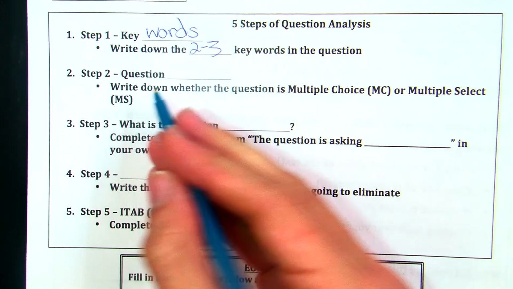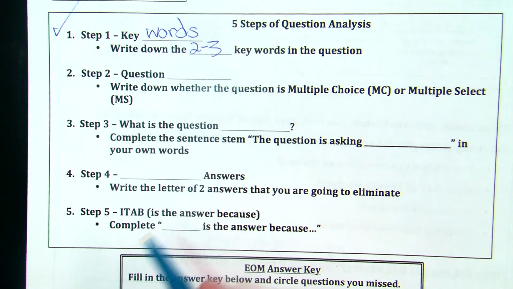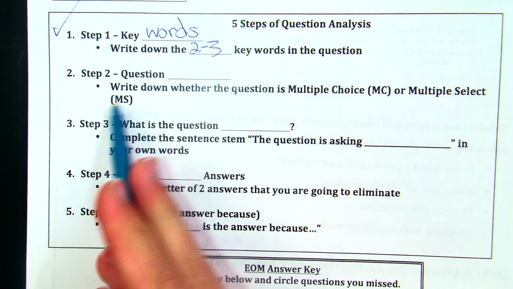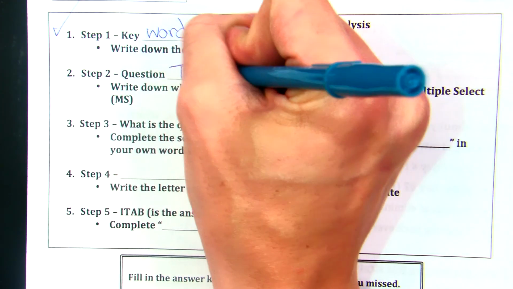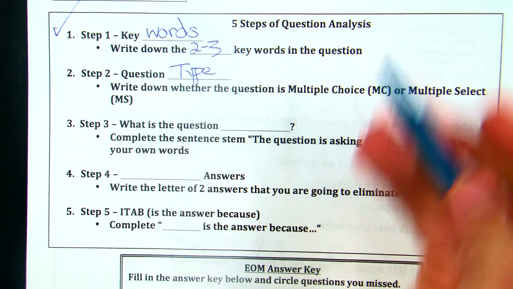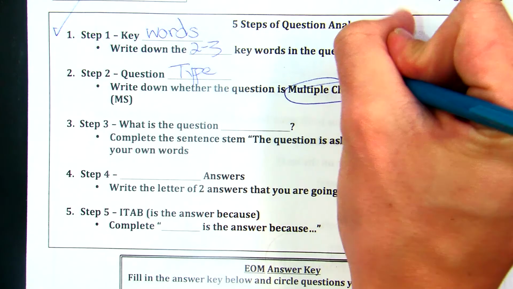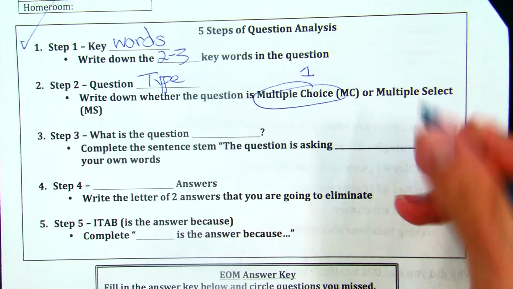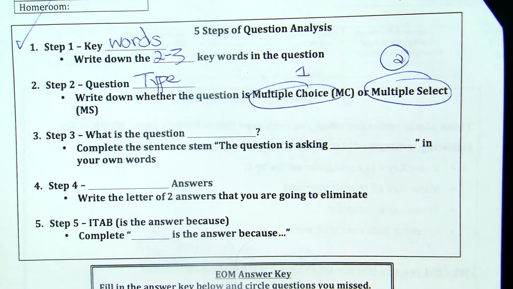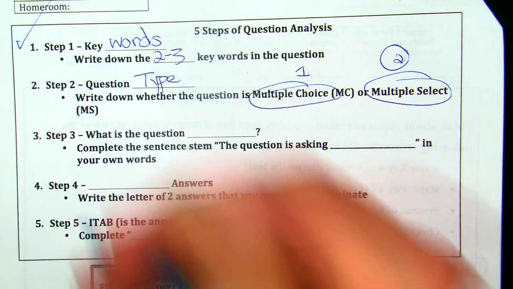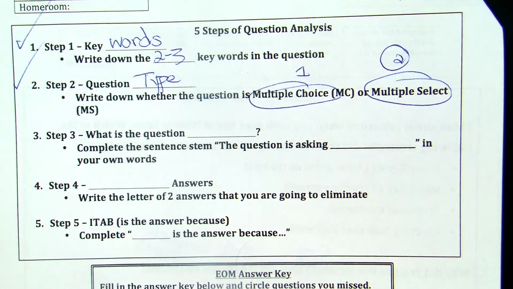So that's step 1. You're going to put a check mark next to it once you do it. Step 2 is going to be question type. Talked about this before. You're going to decide whether the question is multiple choice, where there's one answer, or multiple select, where there's 2 answers. And there were multiple questions yesterday that were multiple select, that were asking you to choose multiple answers. So that should be a red flag if you ever see choose 2. All right, so that's step 2, question type.